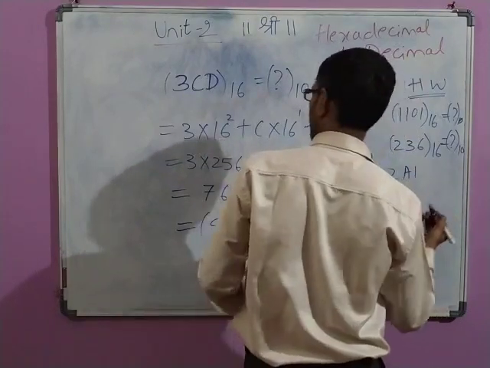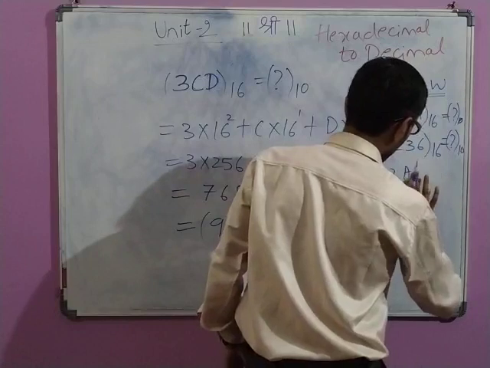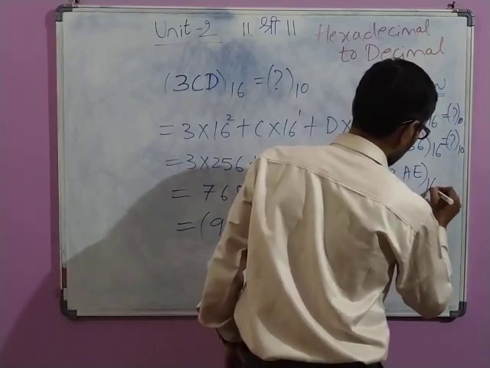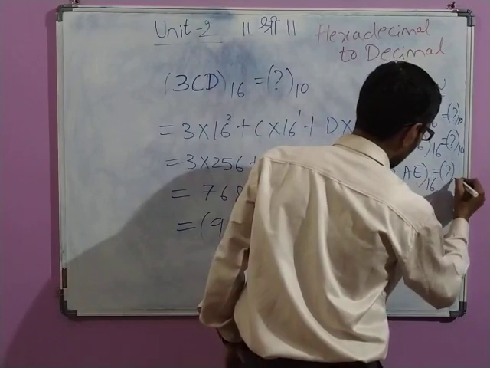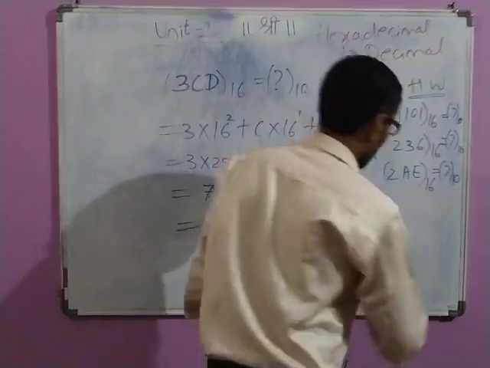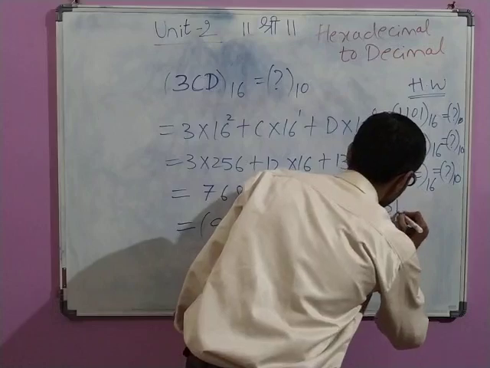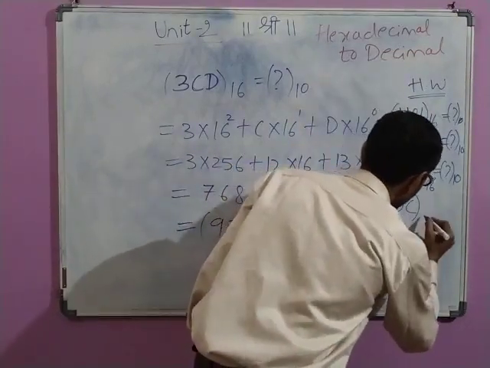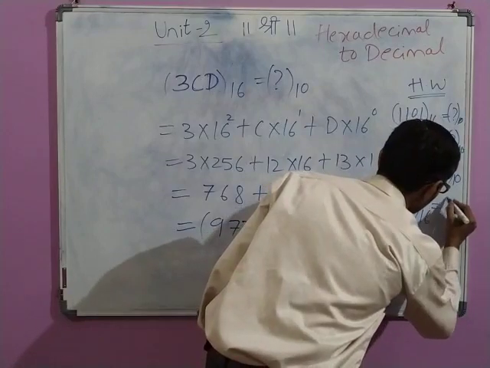2AB. 2AB we have already solved, I guess. We can take 2AE to the base 16, question mark to the base 10. 3DC. 3CD we have done, we'll take 3DC, question mark to the base 10.